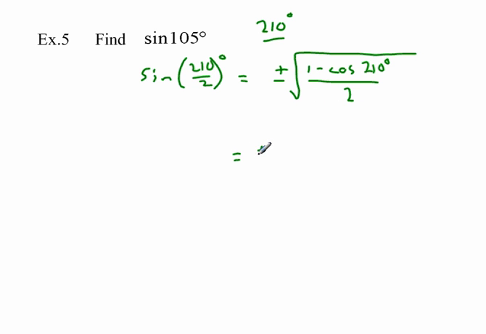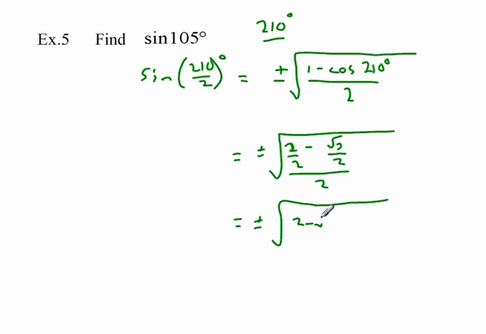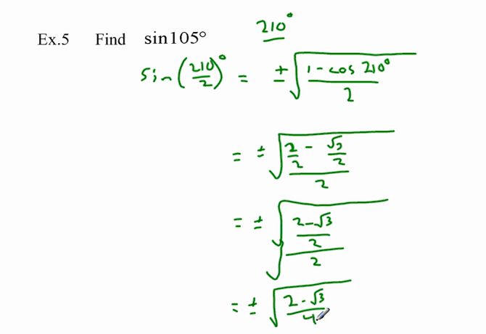which is going to be plus or minus the square root of 1 minus cosine of 210 degrees, which is square root of 3 over 2, all over 2. And I'm just going to think of this 1 as 2 over 2 because we need a common denominator there. So this equals plus or minus the square root of (2 minus square root of 3) over 2, then over 2 again. Okay, if we multiply top and bottom here by 2 just to clean things up, we get plus or minus the square root of (2 minus the square root of 3) over 4.